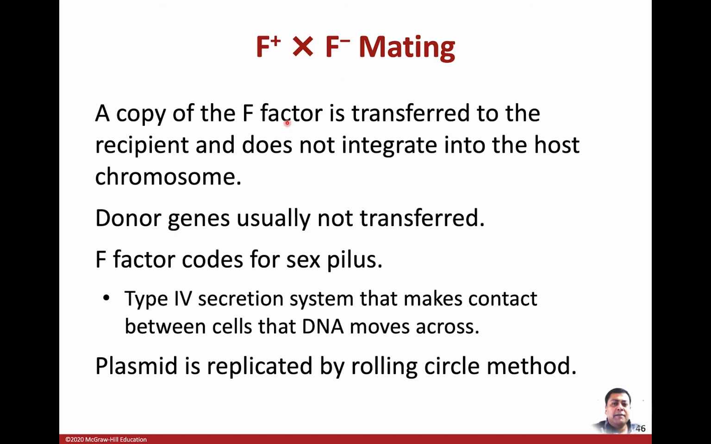So the copy of the F factor is transferred to the recipient and does not integrate into the host chromosome, and the donor genes are usually not transferred. The F factor codes for the sex pilus, and the type 4 secretion system makes the contact between the cells that moves across, and the plasmid is replicated by the rolling circle method. So let's take a look at what we mean by this.